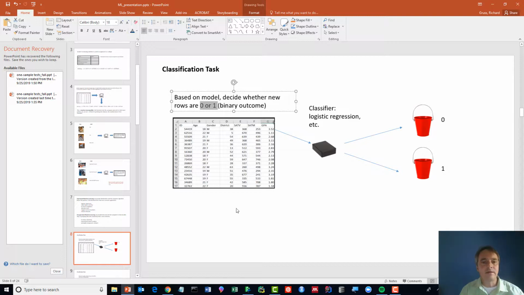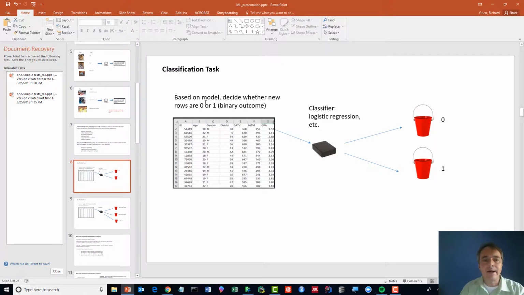with a certain amount of accuracy. Okay, so the idea is, this is classification because we're going to take a new row, we're going to feed it through our classifier, for example, our logistic regression classifier, and it's going to output a 0 or a 1 based on whether it thinks this new data is more similar to the historical zeros or the historical ones. Okay, so there's an example of a binary outcome classification task.